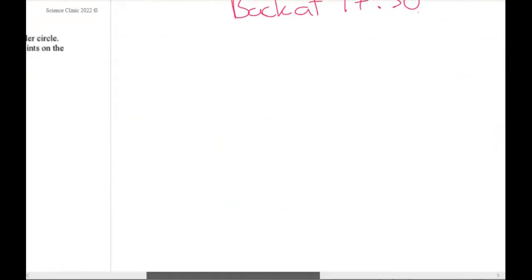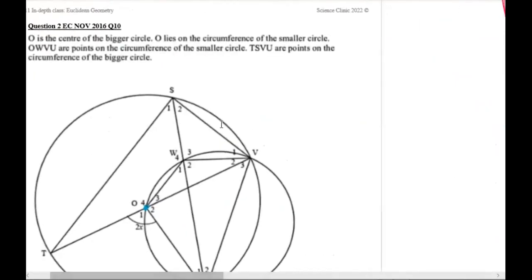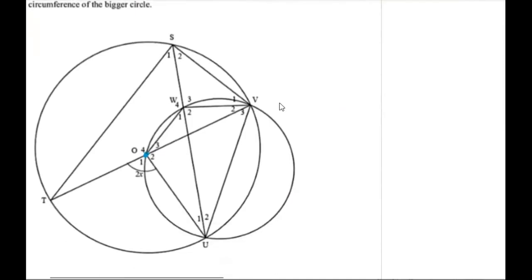What else have they given us in this diagram? They said O lies on the circumference of the smaller circle. O, W, V, U are points on the circumference of the smaller circle. So here they're basically telling us, do you see I've got 1, 2, 3, 4 points on that smaller circle. So that means I've got my cyclic quadrilateral. I've actually also got 4 points on the bigger circle as well.